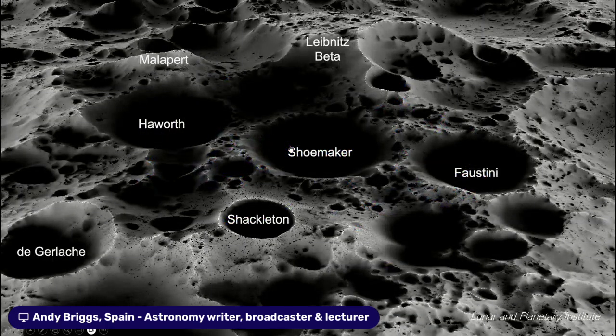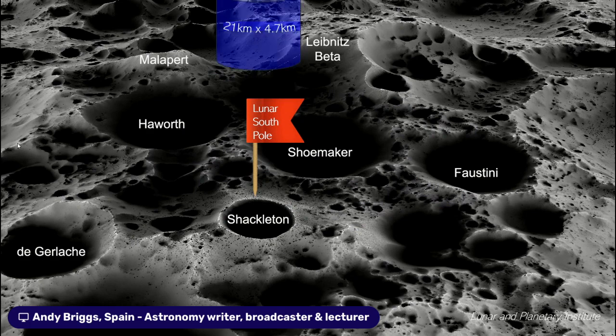Now, the actual lunar South Pole is in a very not obvious position. This is looking at the area of the lunar South Pole. And the lunar South Pole is actually exactly here on the rim of a crater called Shackleton, named after Ernest Shackleton, of course, the famous British explorer. And the lunar South Pole is exactly there, literally on the rim of the crater. And the Shackleton crater is 21 kilometers wide by 4.7 kilometers deep. But we've got some bigger ones around it.